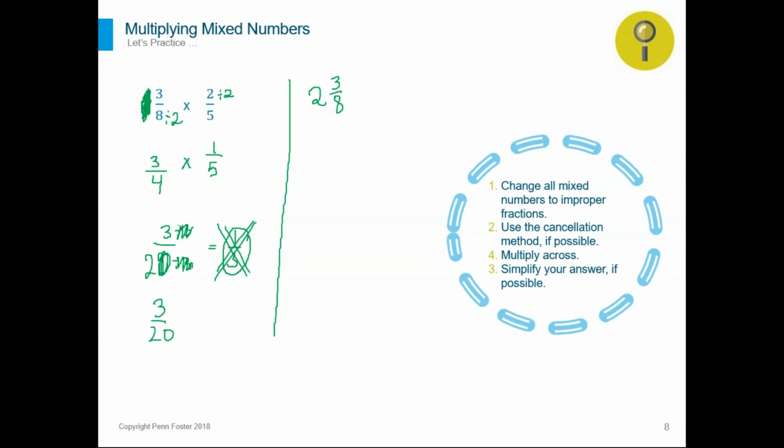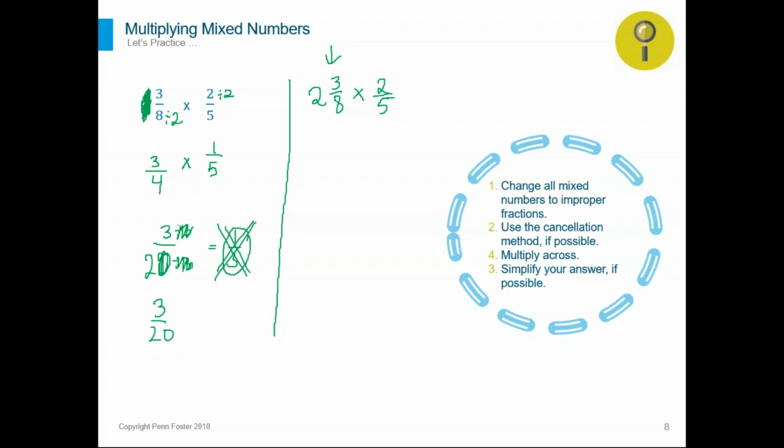and then we have to multiply times 2 over 5, then we were not able to use the cancellation method right away like we did in this question, where the 3 over 8 was just a fraction with no whole number part. So if we are multiplying two fractions, one of them at least is a mixed number, then we have to change the mixed number to an improper fraction.